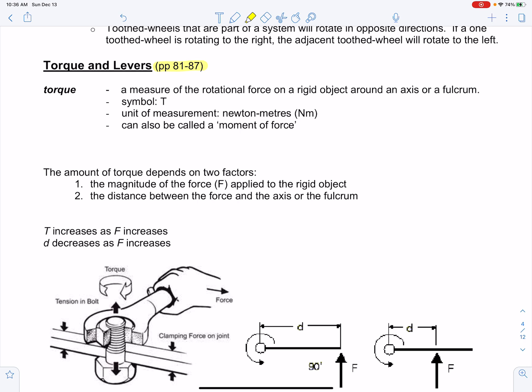The amount of torque depends on two factors. Number one, the magnitude of the force, F, and number two, the distance between the force and the axis or the fulcrum. And we'll look at examples of each of these.